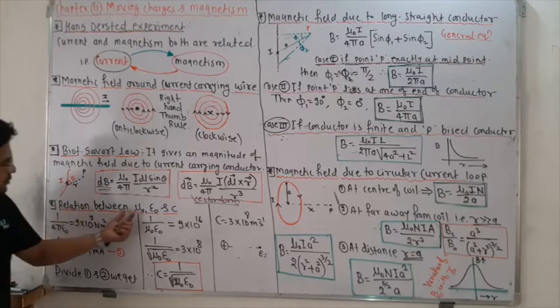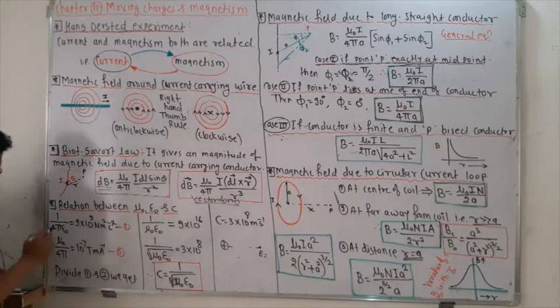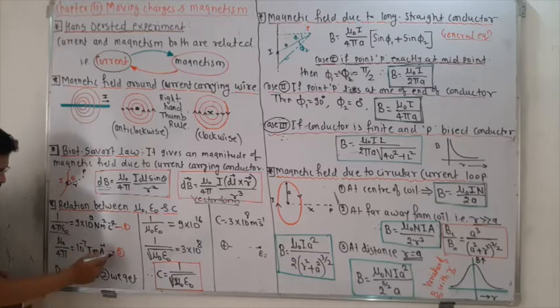Now the relation between mu naught, epsilon naught and c, which is nothing but the speed of light. Okay, so we know 1 upon 4 pi epsilon naught is 9 into 10 to the power of 9 Newton meter square per Coulomb square, and mu naught upon 4 pi is nothing but 10 to the power of minus 7 Tesla meter per ampere. Okay, so divide equation 1 and 2, and you will get 4 pi will cancel out.